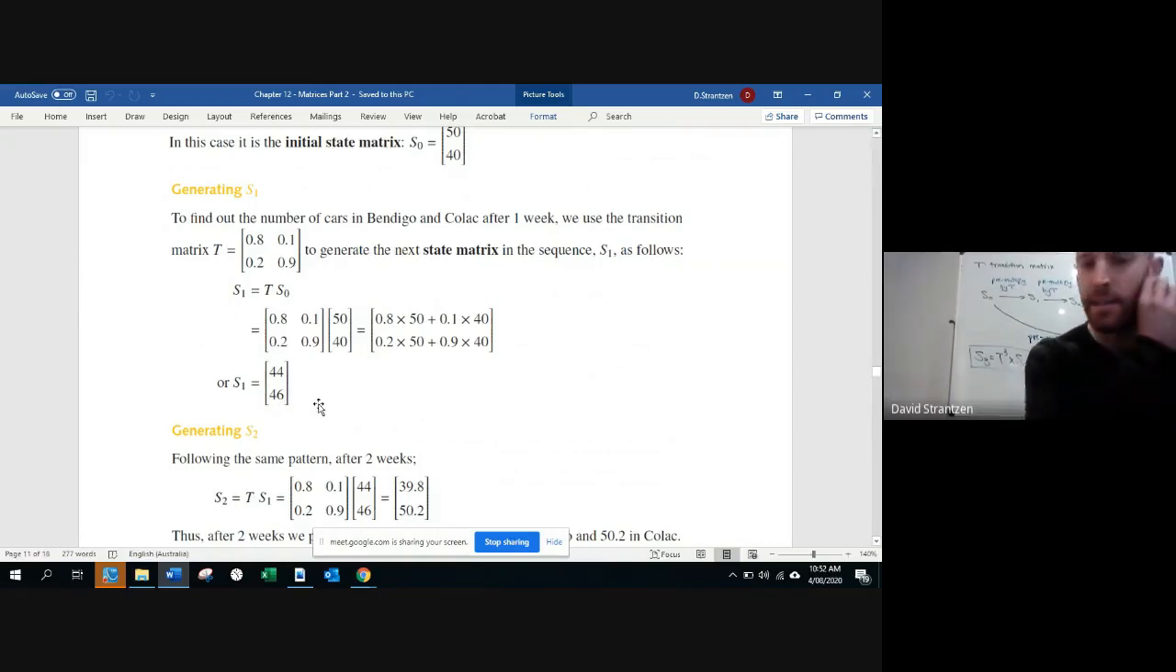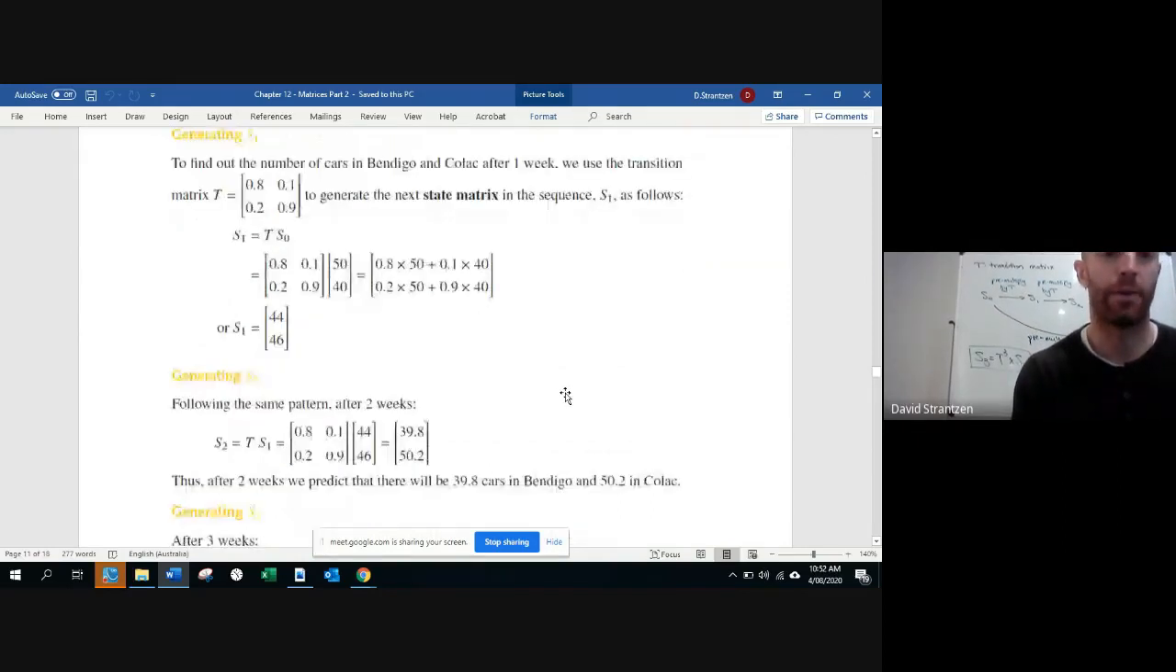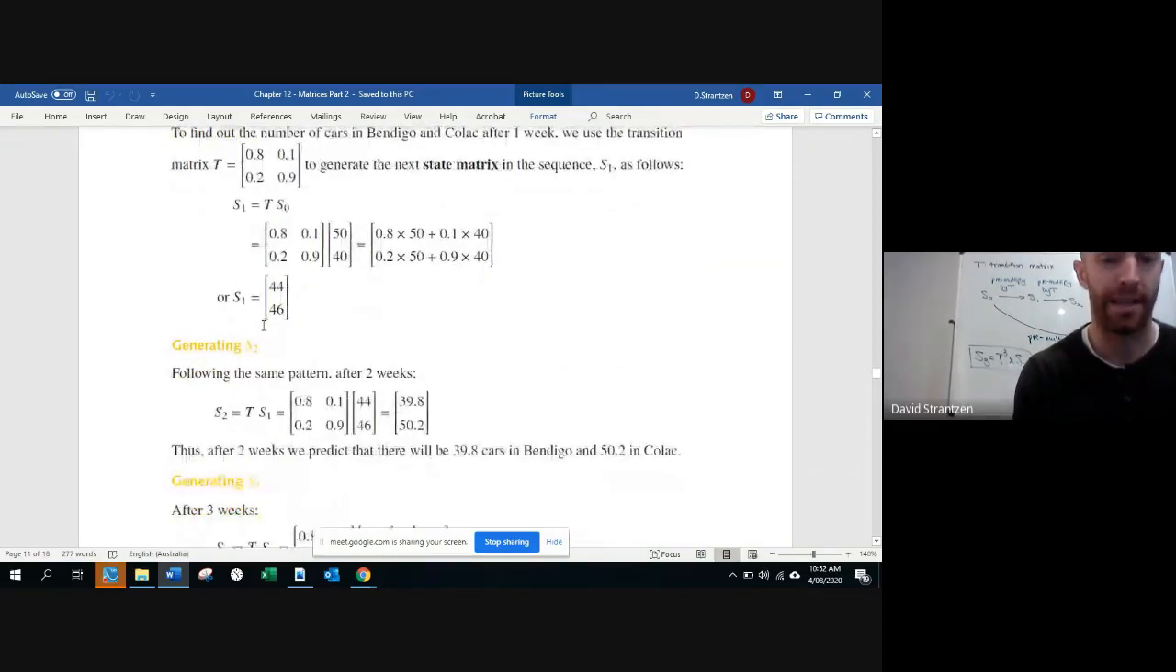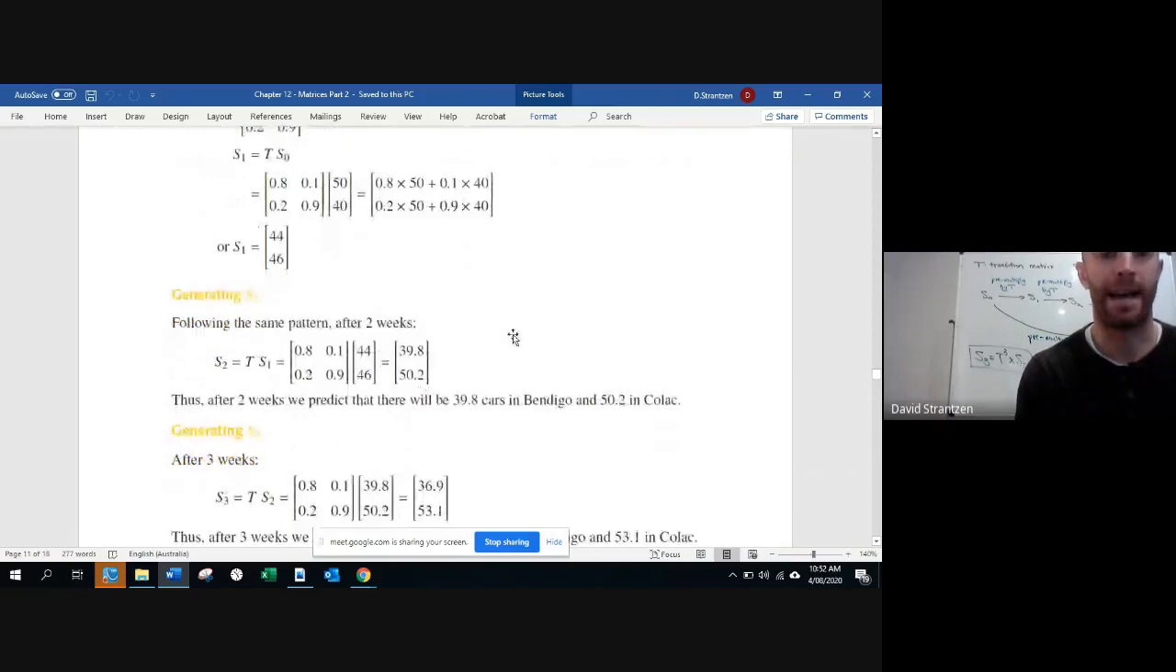That's going to be a consistent pattern that we see, no matter whether it's S1 or S2, which is the cars after 2 weeks, or S3, which is after 3 weeks. The numbers in our state matrix will always add up to 90.